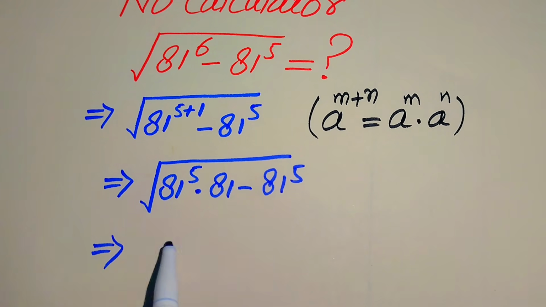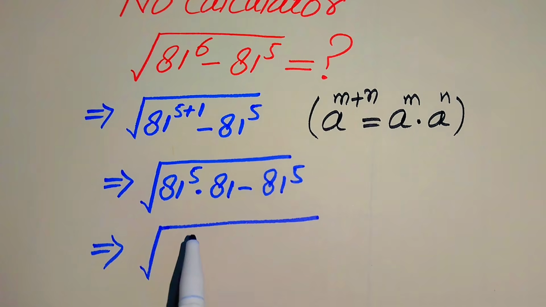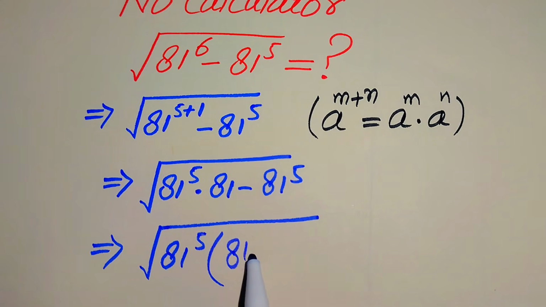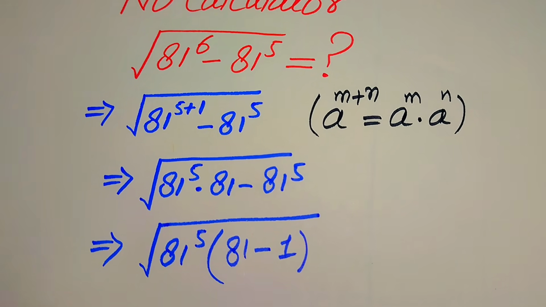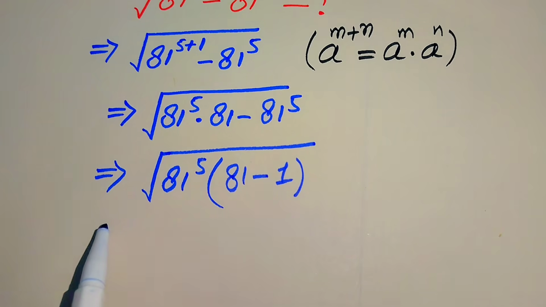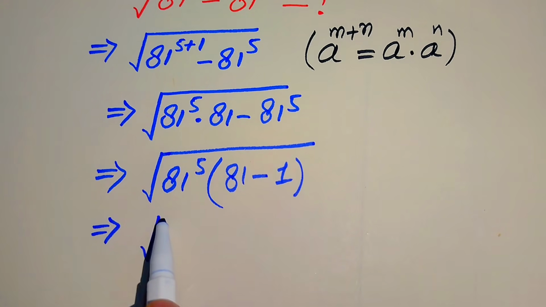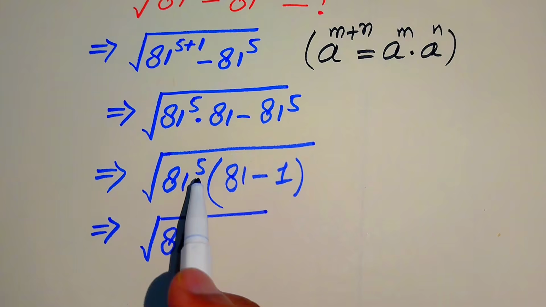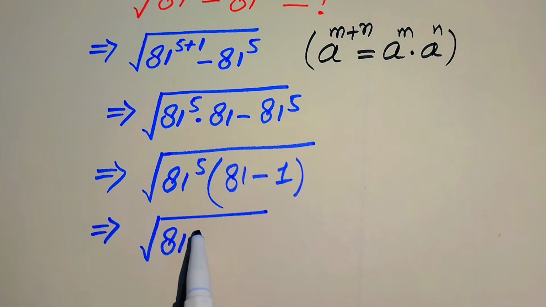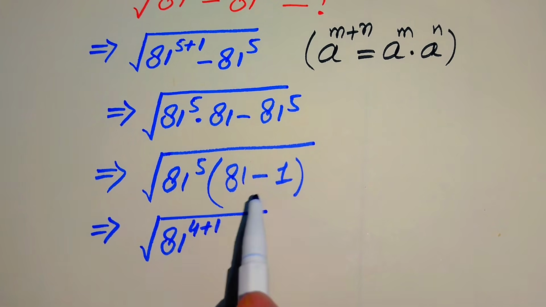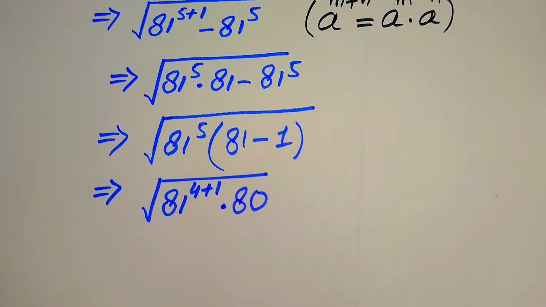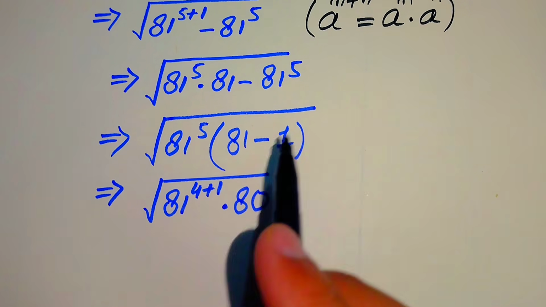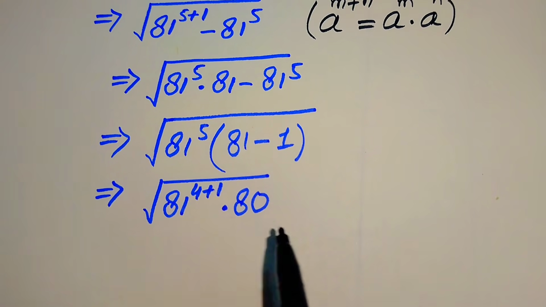In the next step, we need to take common 81 to the power of 5 inside the square root sign, and we obtain 81 to the power of 5 times 81 minus 1. With a little more simplification, it is 81 to the power of 5, where we again break this 5 as 4 plus 1, and 81 minus 1 becomes 80. So here we use another radical law, and further we use the above exponential law on the first term.